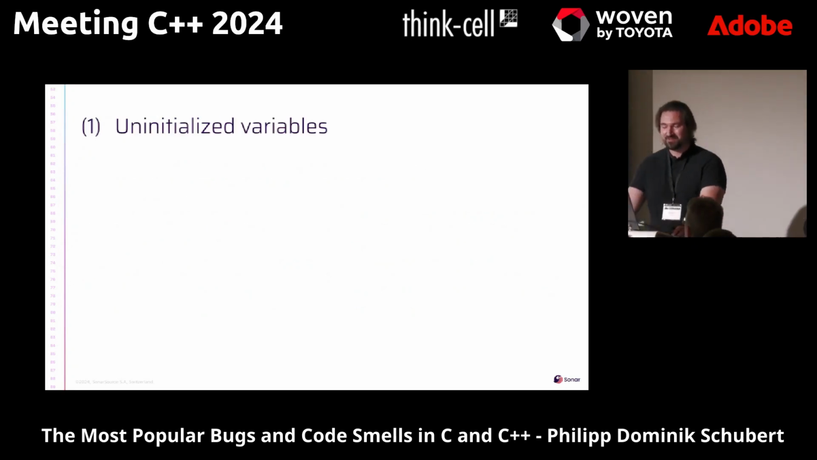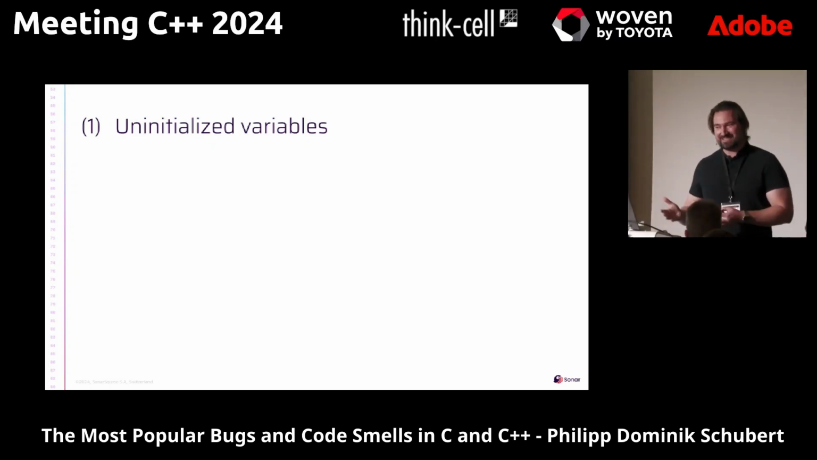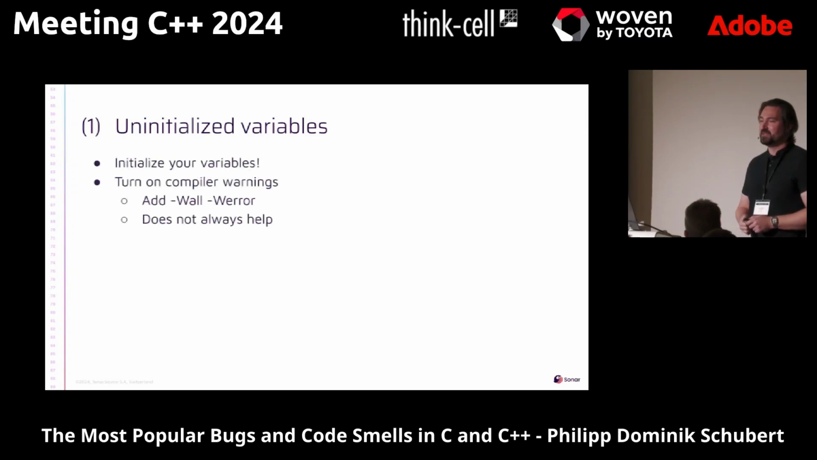So let me briefly talk you through them, and then I also show you some real-world examples. And I hopefully can convince you that those problems are real. And those are the reasons why C and C++ are criticized all the time. And in reality, it's kind of for a reason. So what can we do?